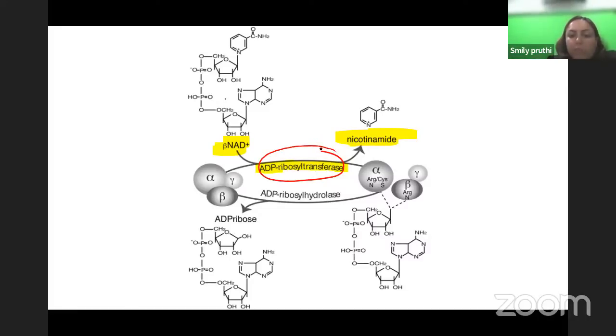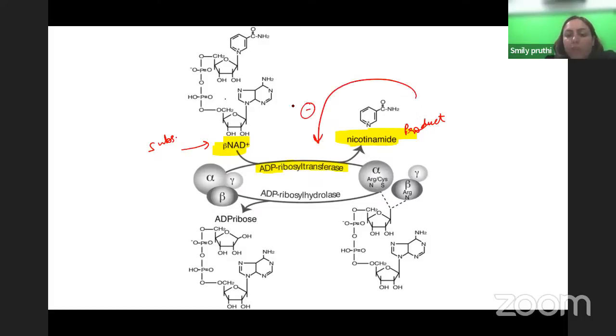This ribosyl transferase will convert NAD to nicotinamide. So we can say the substrate of this enzyme is NAD, and one of the products is nicotinamide. Products usually inhibit the enzyme, right? So by product inhibition, this enzyme will be inhibited. So nicotinamide or niacinamide will inhibit the enzyme, and NAD will activate the enzyme or increase the activity of this enzyme, right?